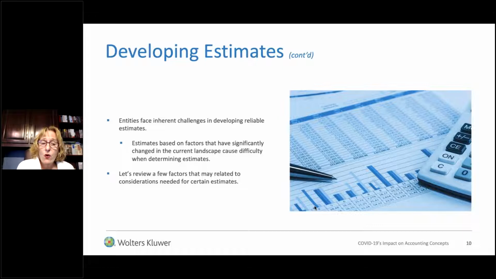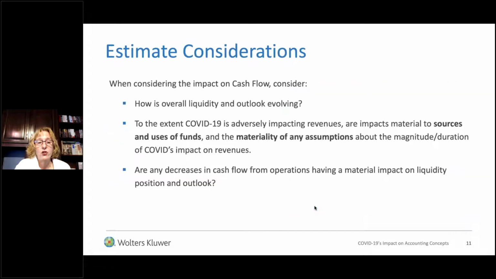So I want to review a few factors that I found from some leading experts about what you should be asking yourself related to considerations for certain estimates. When considering the impact on cash flow, think about how overall liquidity for your organization is looking, and how it is evolving. You may have accessed some of the government funds that came available through the CARES Act and the Payroll Protection Program. That was a year ago, and some of you may have accessed it more towards the end of the year. But what's happening right now?